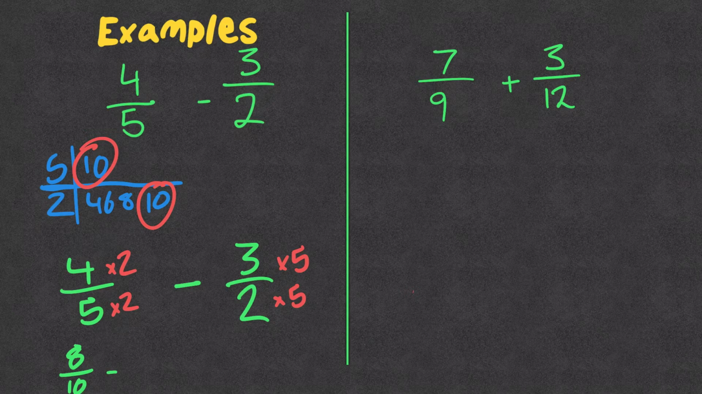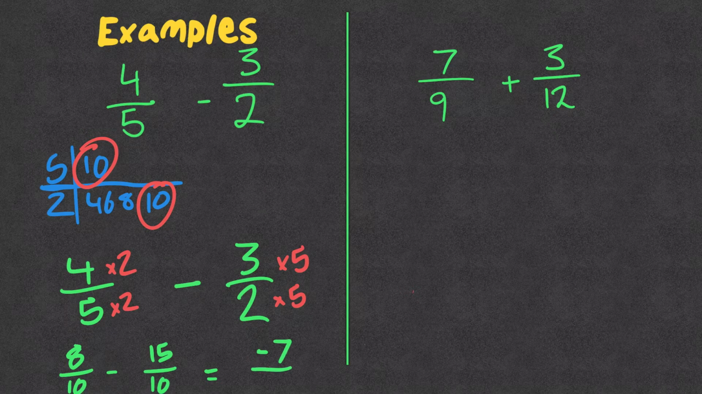Take 3 times 5 is 15. And that'll be over 10. So now it's just an easy equation. 8 take 15. What does that leave you with? Maybe it's not too easy. -7. That negative is important.